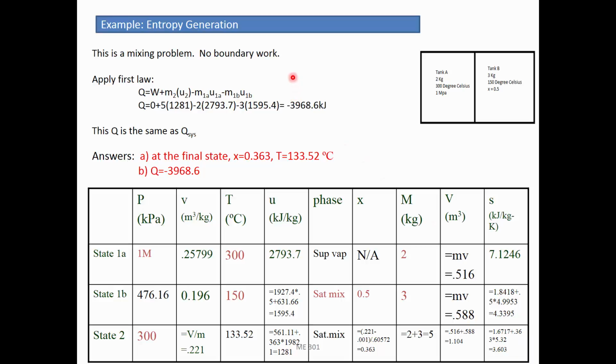This is a mixing problem. There's no boundary work. Apply the first law. Substituting in all the numbers from the table below us, we can find the total heat transfer to be negative 3968.6 kilojoule. This number represents the total heat transfer for the system.